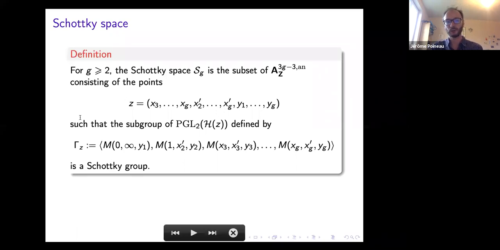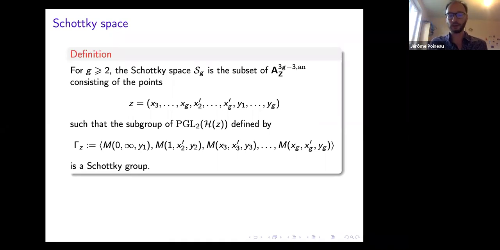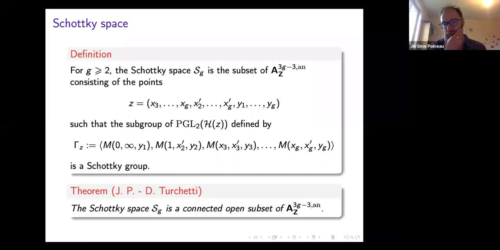So the Schottky space is a space of points x3 up to yg, over any field if you want, either C or R or Q_p or F_p double parenthesis T, whatever you want, such that when you cook up a group using those coordinates as Koebe coordinates for the g matrices, the group you get is a Schottky group. It's some kind of uniform definition for a space over Z.